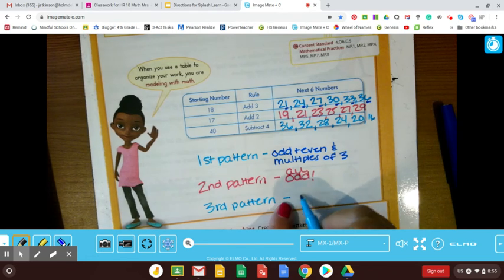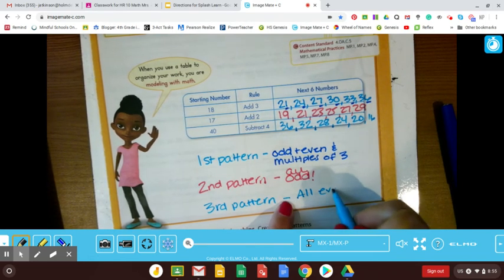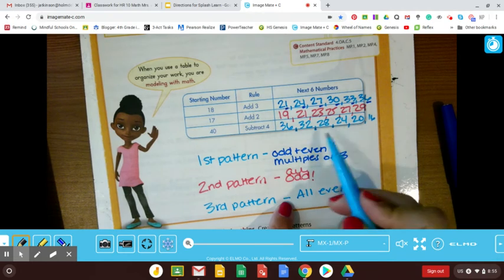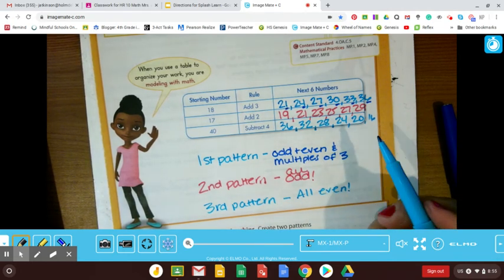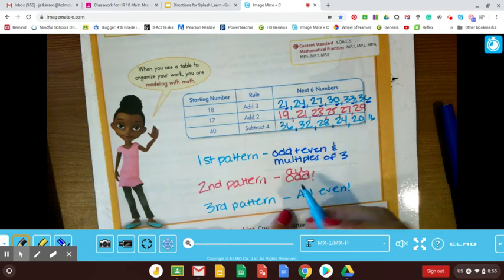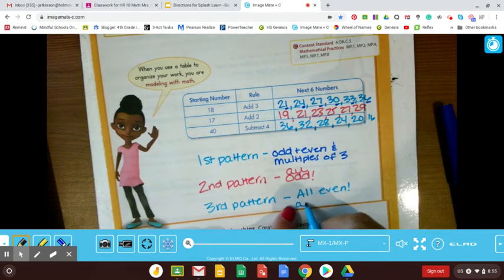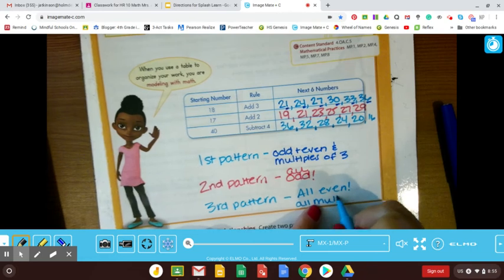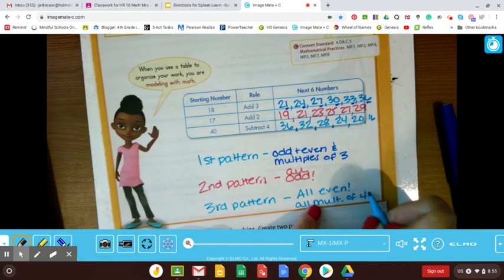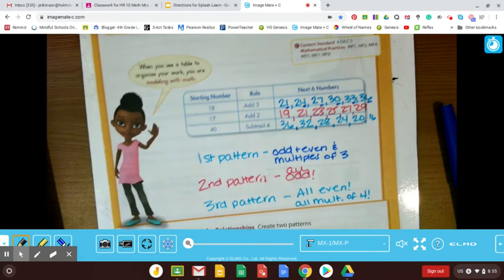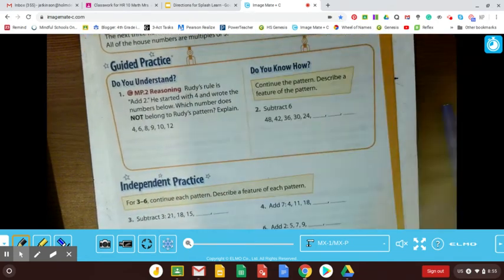Did you write down that they're all even? Good job. They are all even. There's also one more feature. They're all multiples of the same number. Can you guess what number? You got it. They're all multiples of 4. Pretty cool. All right. We're going to move on.